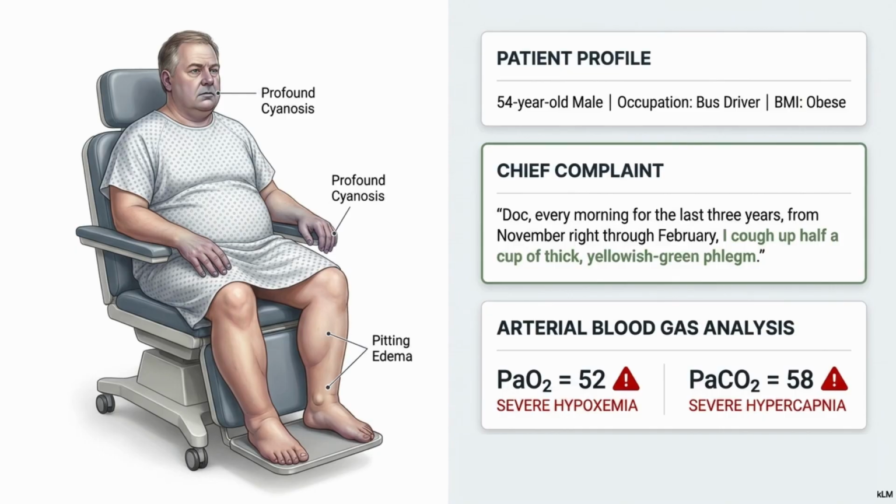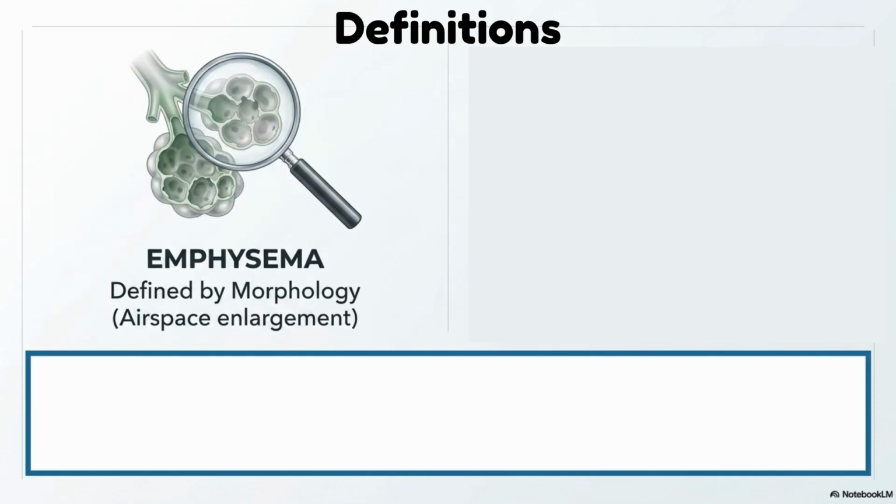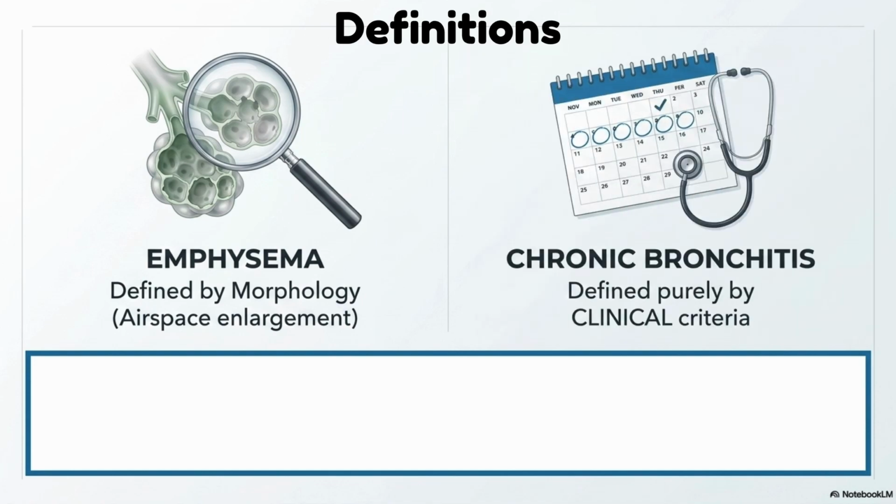His PaO2 is 52, meaning severe hypoxemia. His PaCO2 is 58, meaning severe hypercapnia. So what is happening to his airways? To understand that, we need to compare our definitions. As we discussed previously, emphysema is defined by morphology, specifically airspace enlargement. However, chronic bronchitis is defined purely by clinical criteria.